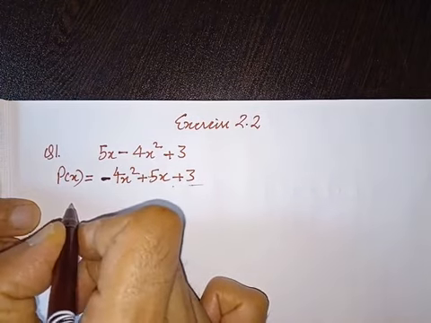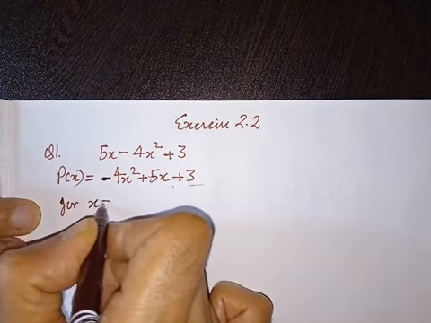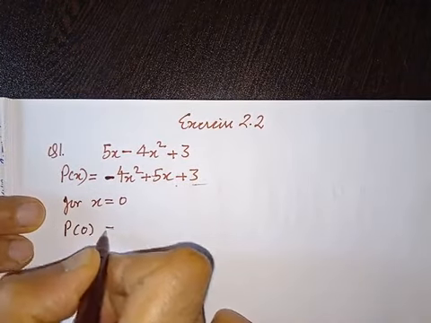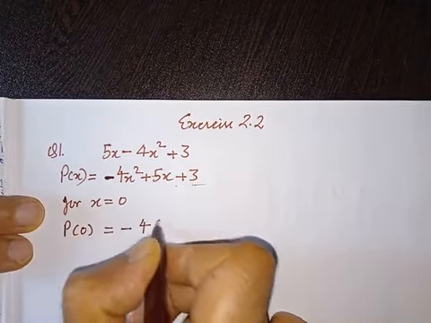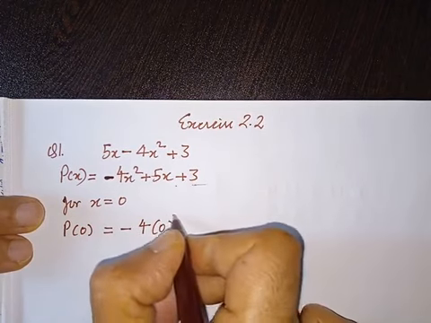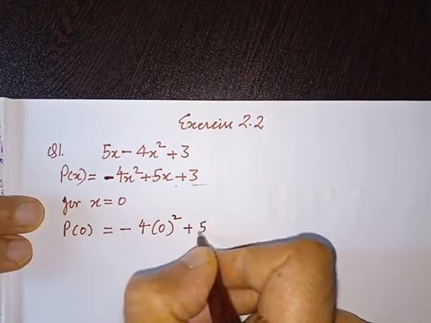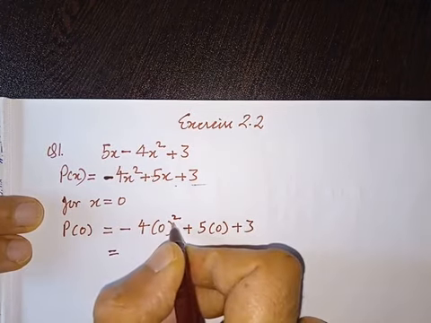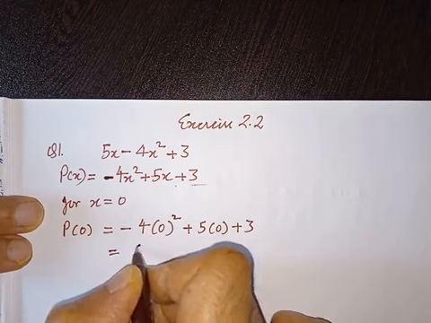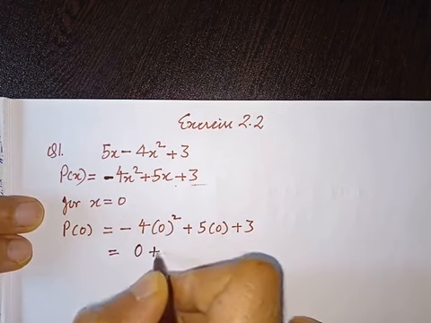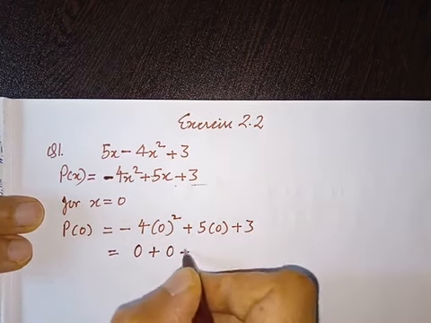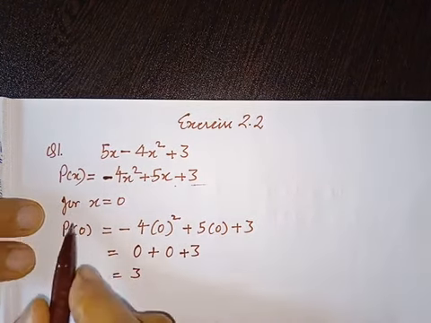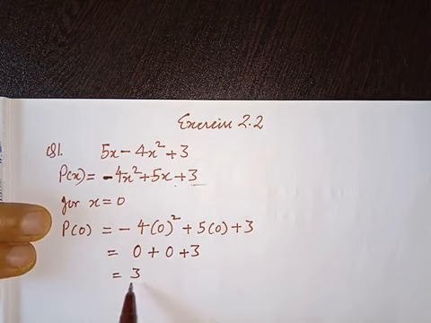Now we have to find the value for x equals 0. So we'll replace x by 0, and let us see what we get. Minus 4. So wherever the x is there, we will replace it by 0. So the square of 0 will be 0, and 0 multiplied by anything will give 0. Same is the case here. 5 multiplied by 0 will give 0, plus 3. Hence, the value of the polynomial for x equals 0 is 3.